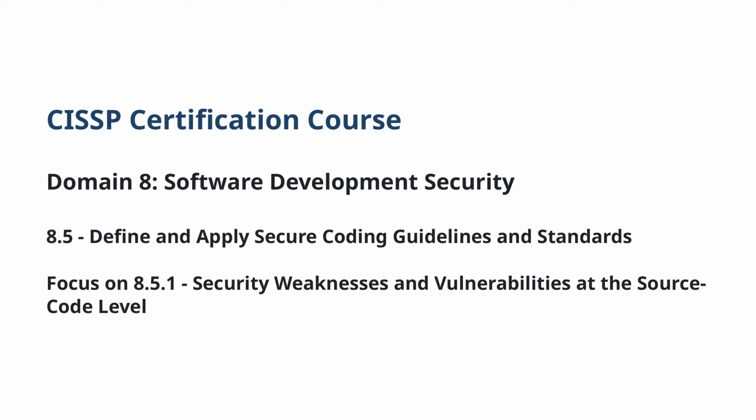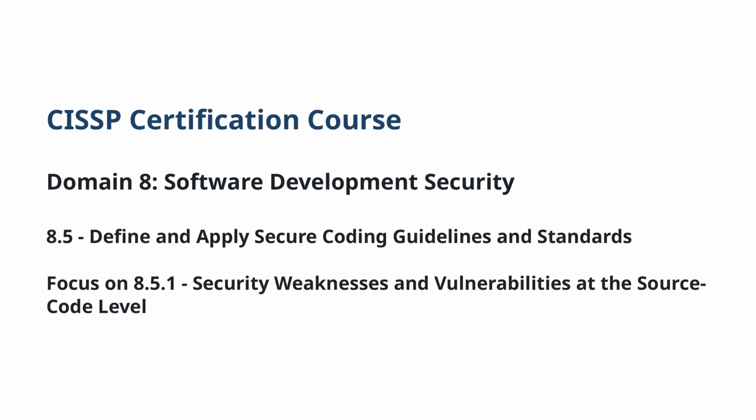In this section of the CISSP Certification Course, we are focusing on Domain 8, Software Development Security. Specifically, we will address how to define and apply secure coding guidelines and standards. Our primary focus is on 8.5.1, which deals with identifying and rectifying security weaknesses and vulnerabilities at the source code level. Understanding these weaknesses is paramount to safeguarding your applications from potential threats.